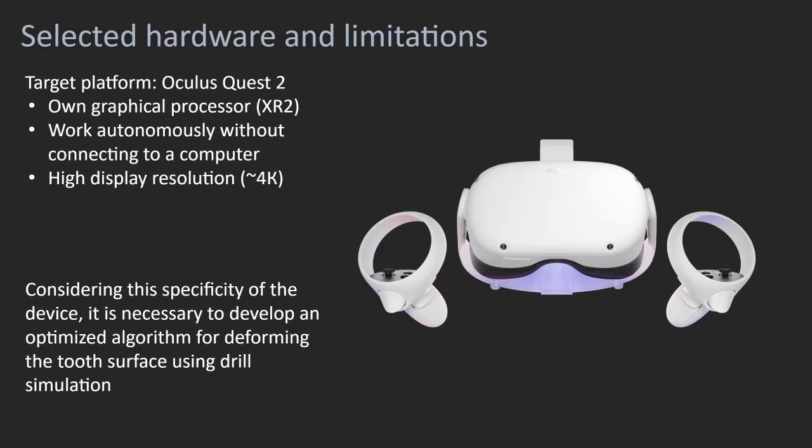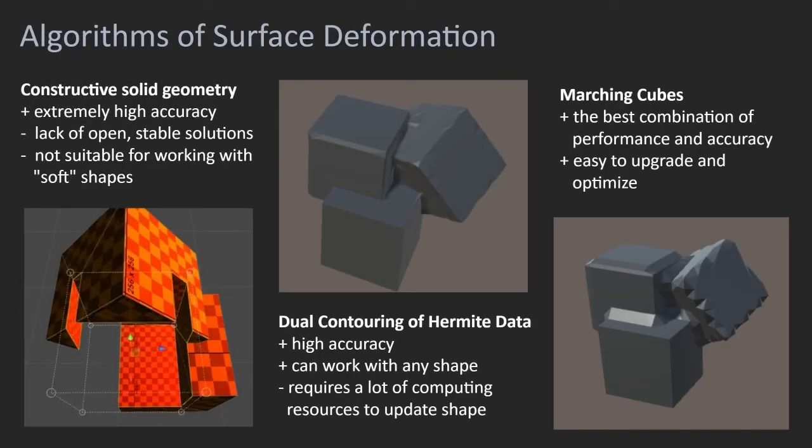Considering the specificity of the device, it's necessary to develop an optimized algorithm for deforming the tooth surface using drill simulation. To do this, the most popular approaches for real-time surface deformation were studied. Constructive solid geometry has extremely high accuracy, but lacks open stable solutions and is not suitable for working with soft shapes. Dual contouring of Hermite data has high accuracy and can work with any shape, but requires a lot of computing resources to update shape. Marching cubes has the best combination of performance and accuracy and is easy to upgrade and optimize. The algorithm that was ultimately chosen is marching cubes.